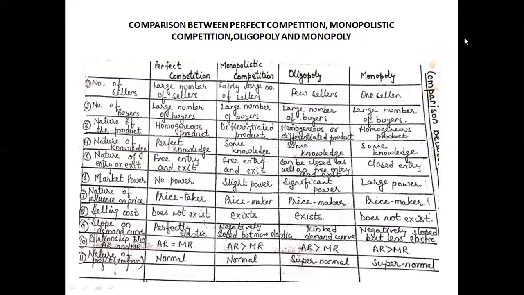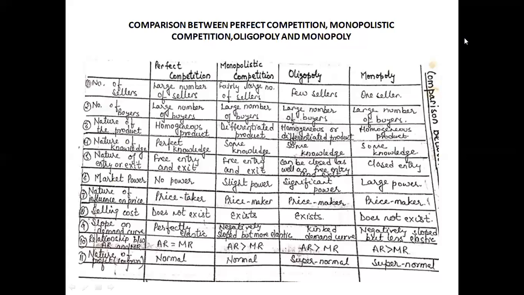So the comparison between all the four market structures, like perfect competition, monopolistic competition, oligopoly, and monopoly, we can see over here. If I compare on the basis of sellers, in perfect competition there is a large number of sellers, in monopolistic competition a fairly large number of sellers, in oligopoly few sellers are there, while in monopoly only one seller is there.